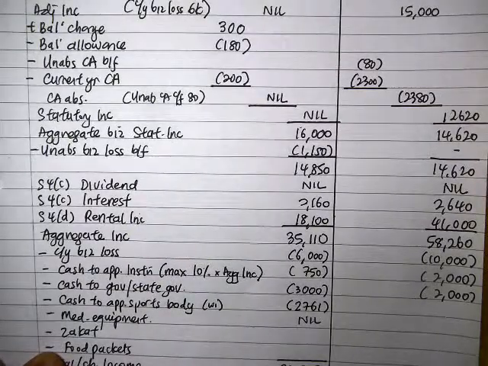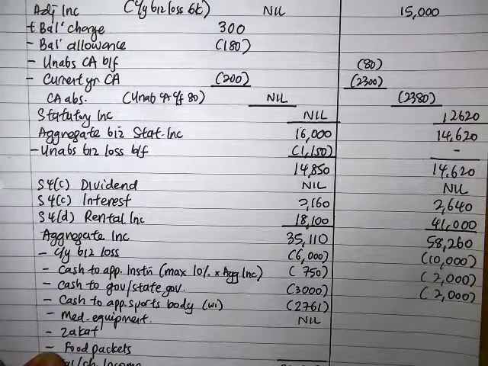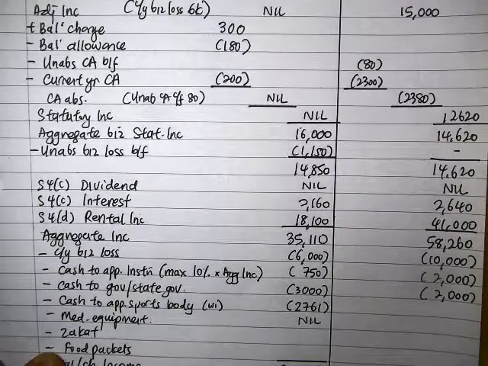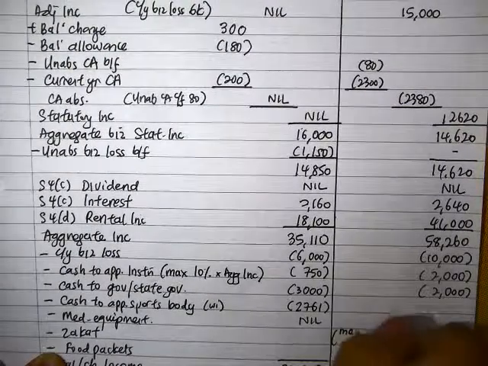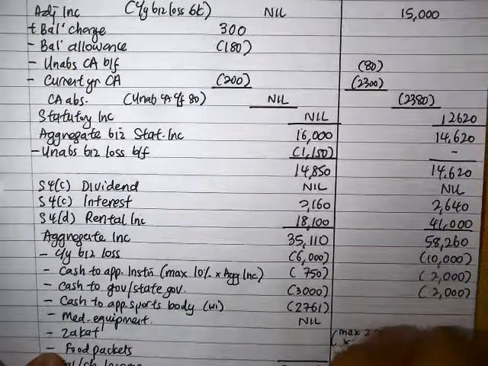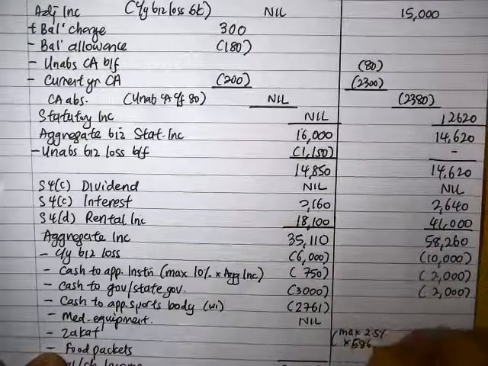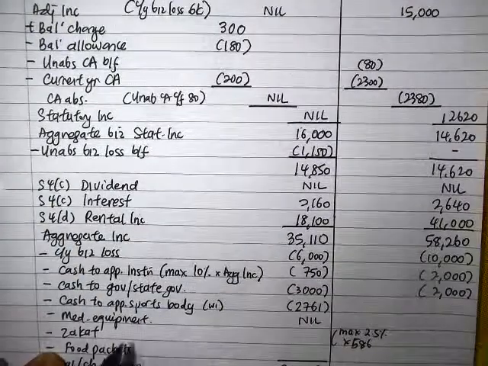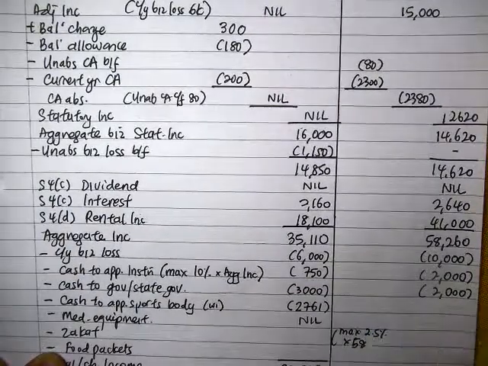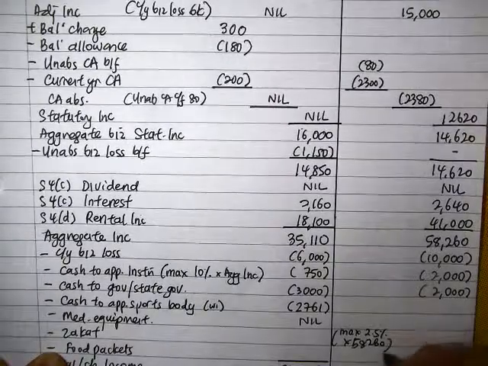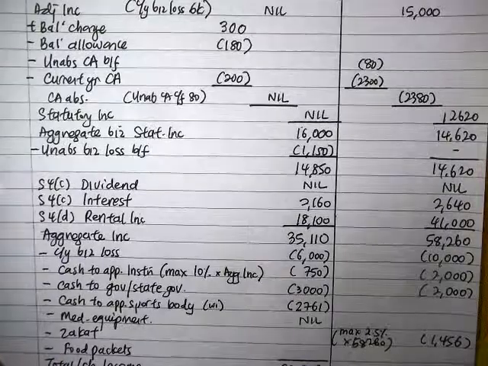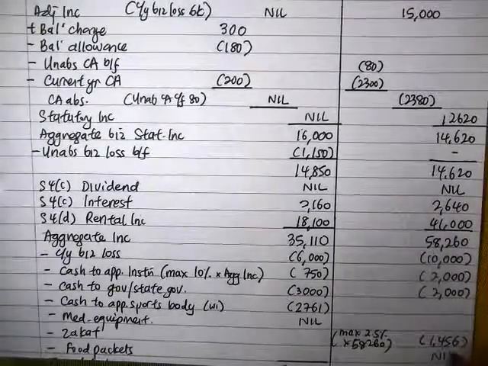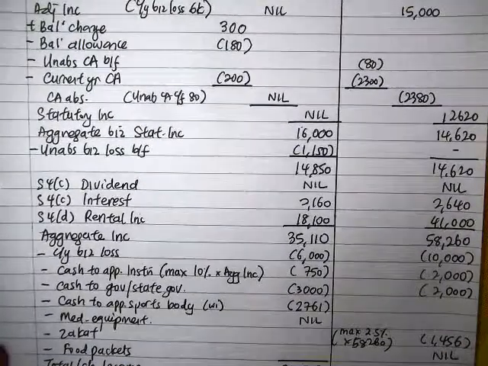Now zakat you're allowed to claim 2.5% of the aggregate, which will come to 1,456. Maximum 2.5% of your aggregate. That comes to 1,456. Now, food packets is not an approved donation.